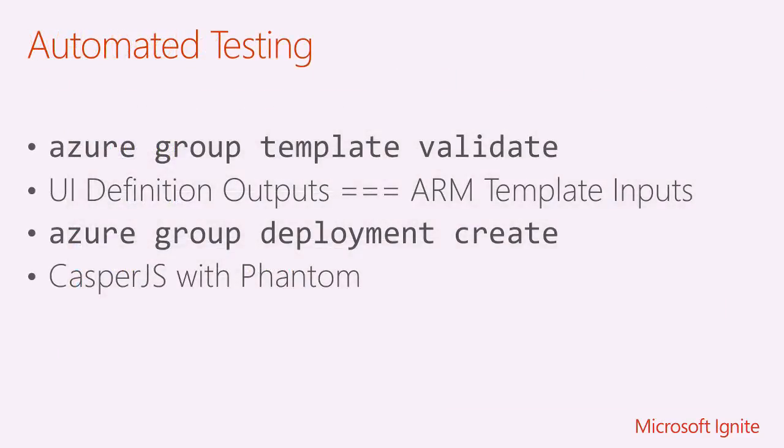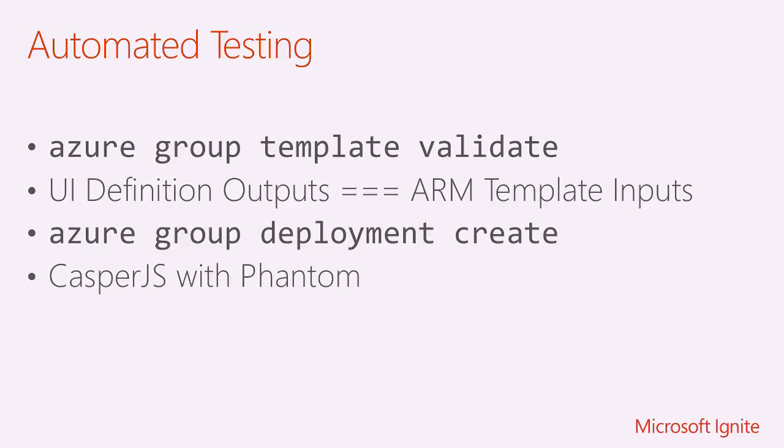Another piece of advice is definitely have some automated testing in place for your template. As I talked about, the two parts are the marketplace UI definition, which outputs key value pairs, and then the ARM template that takes parameters and does all the provisioning of resources. It's worth having a step to make sure that the outputs and the names of the outputs from your marketplace UI definition match the parameter inputs to your ARM template. It's very, very easy to make a very small change and for things to be broken.